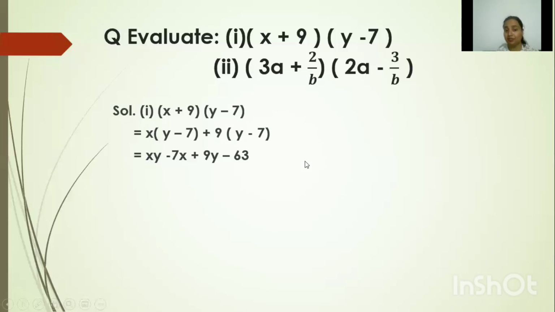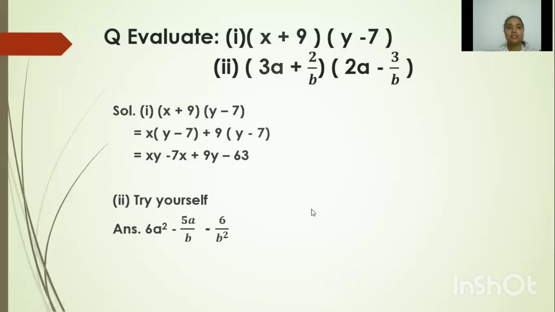Second option, will you love to try? Please try yourself. We will use the same way, okay? 3a will multiply this, then 2 by b will multiply this option. And this is the answer I have written so that you can check whether you have done it correctly or not.